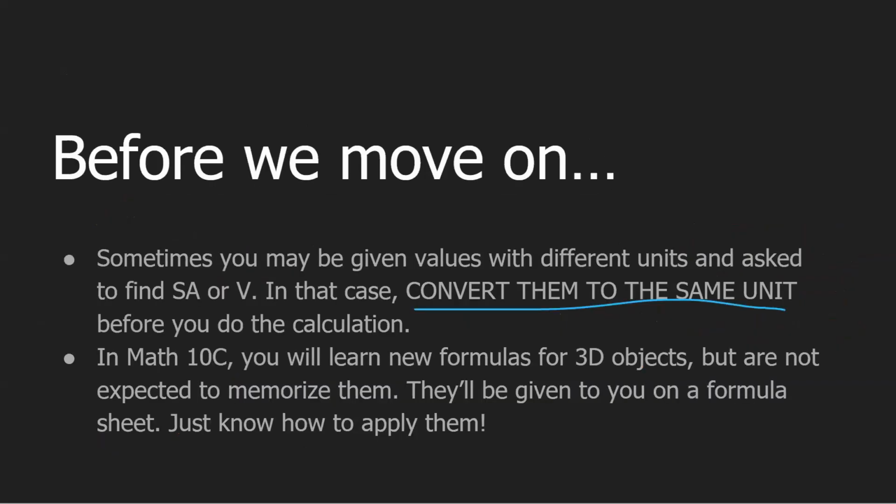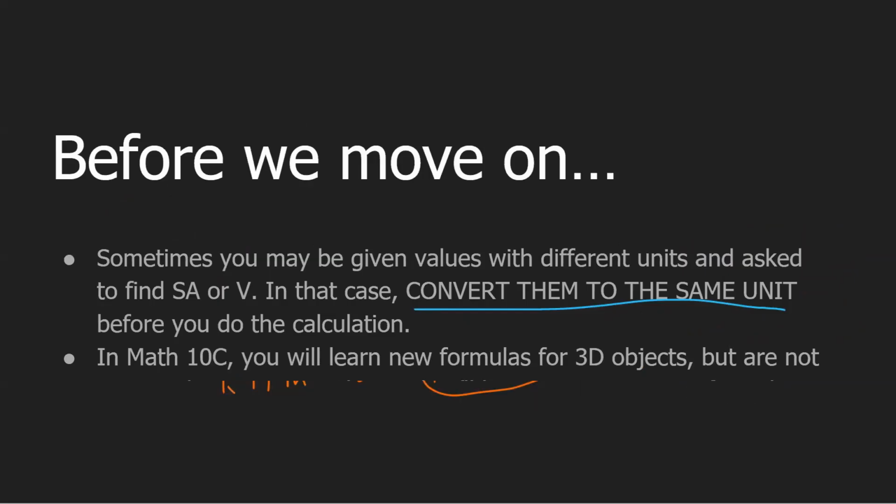Before we move on, this is really important. Sometimes you might be given values in different units and asked to find the surface area or volume. So for example, maybe you're given a rectangle and the length is 3 centimeters, and the width is 5 inches. So you can't just multiply 3 centimeters times 5 inches. You have to first convert them both to the same unit, whether it's centimeters or inches, and then you can multiply.